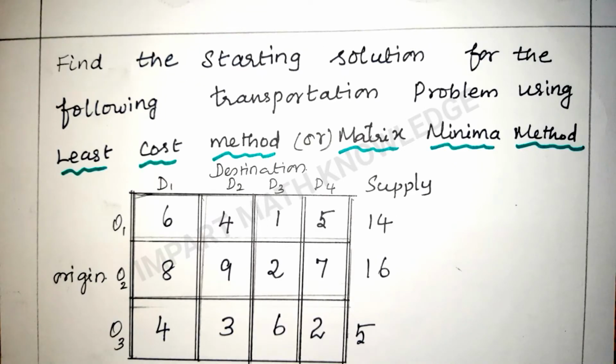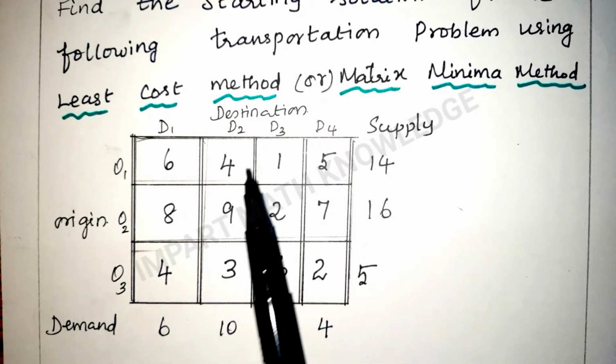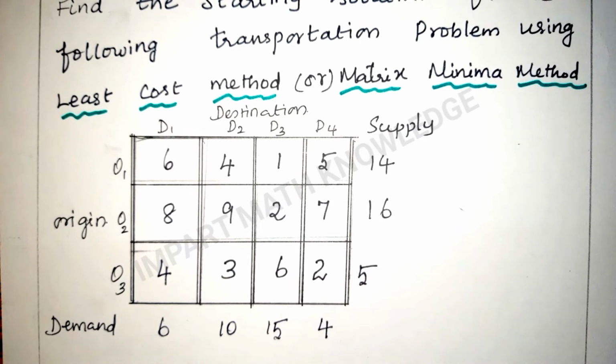Now let us move on to the problem. The question is, find the starting solution for the following transportation problem using the least cost method or matrix minima method. Here the origin and destination are given, and supply and demand values are also given. We have to find the initial basic feasible solution and the transportation cost for this problem using the least cost method. Least cost means we have to select the minimum value from the given matrix.